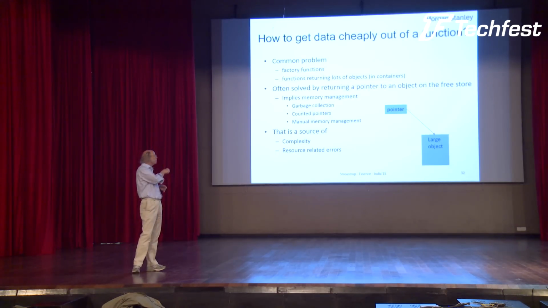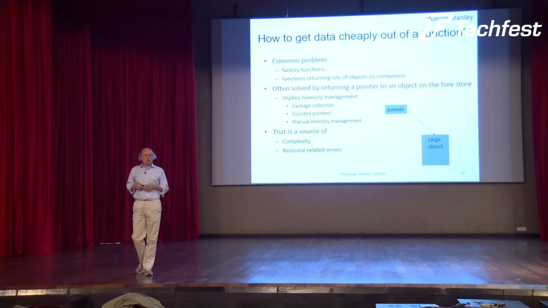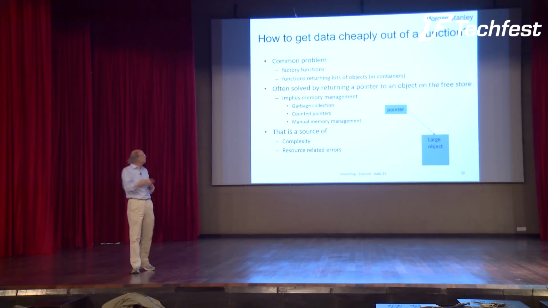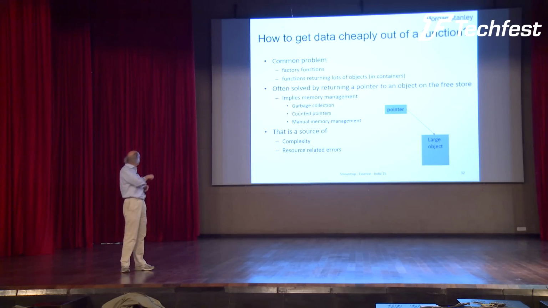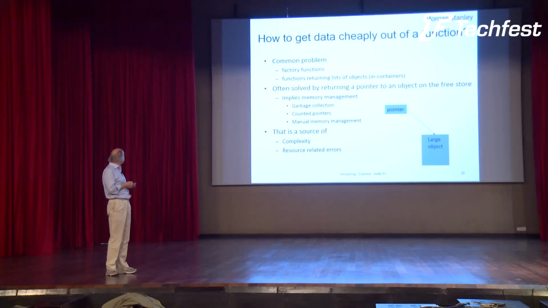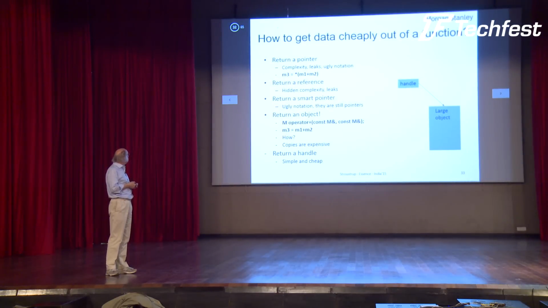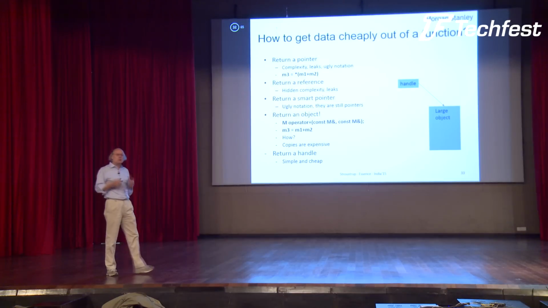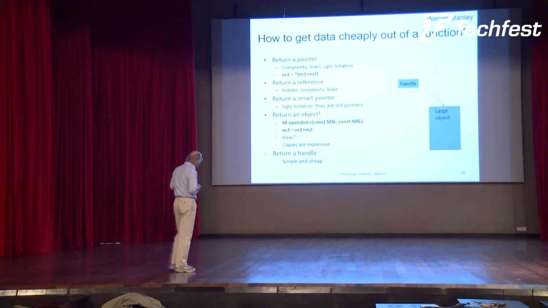The first two imply unpredictable delays and overhead. The second doesn't work on a large scale because you leak things. And so this is a noticeable source of both complexity and errors. So we have to do better. So let's think about this problem: how to get things out of a function.